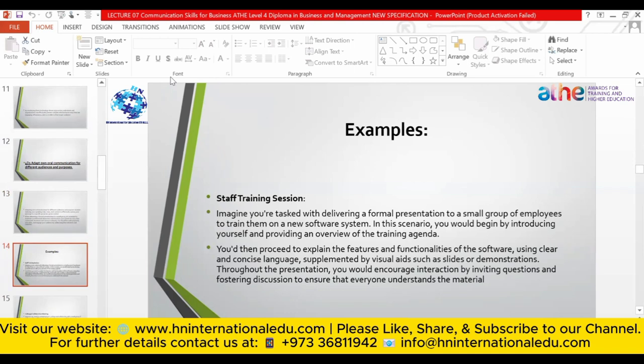Now we have examples for it because this is quite a general topic. We can't find a lot of data for it, but I can explain this through the examples. Staff training session.